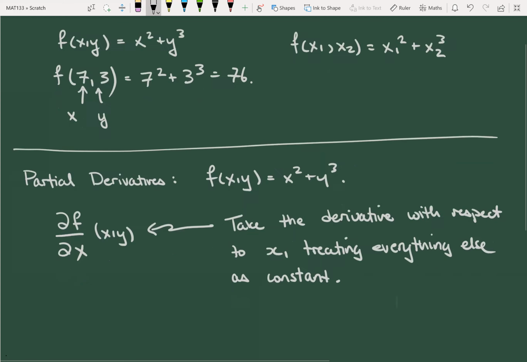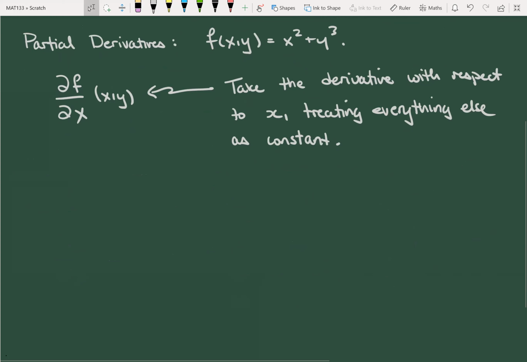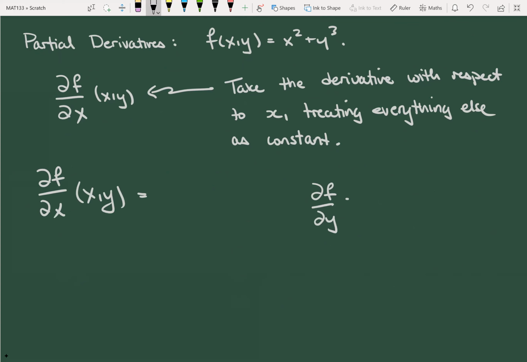Okay, so you tell me, I've got this function x squared plus y cubed, and I want to compute df dx, right? So I want to differentiate it in the x variable, treating y as a constant. What would I get? And then if you know the answer to that, you can do df dy as well.